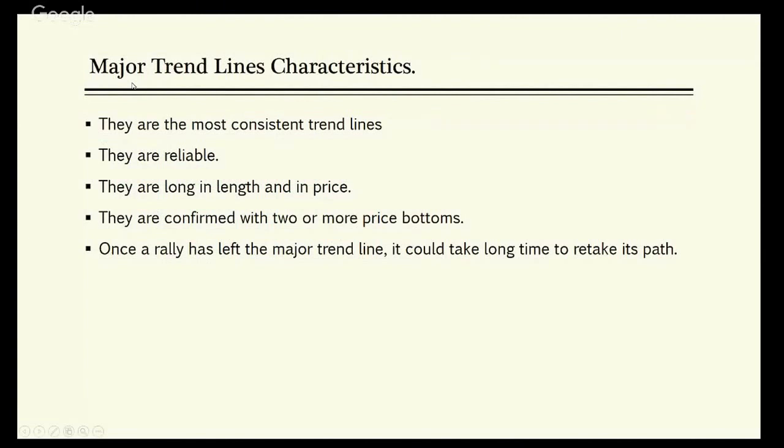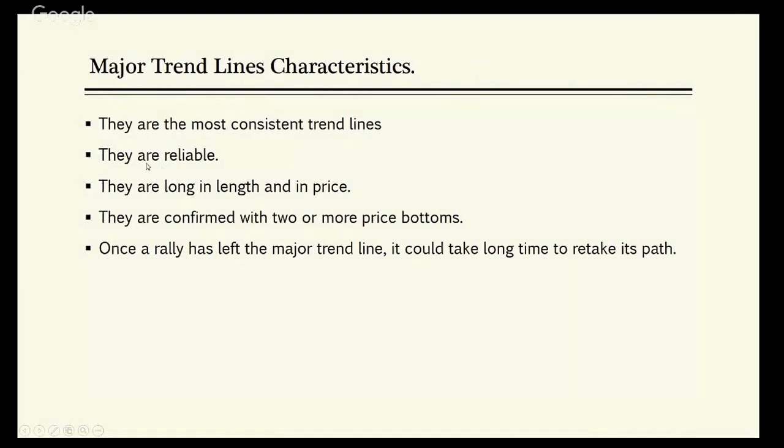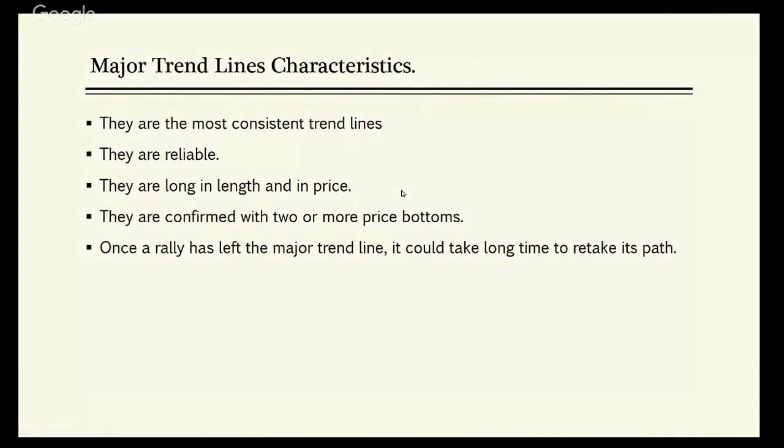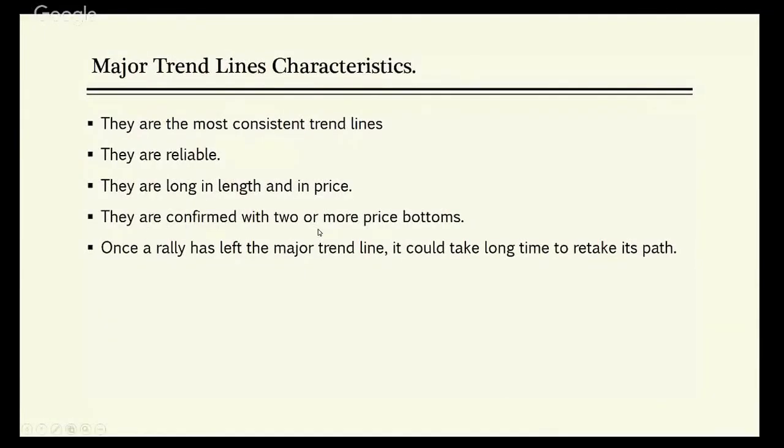And then we get to the major trend lines. The major trend lines' characteristics are more consistent trend lines. They are reliable, meaning that we expect to bounce off them in any bear market. They are long in time and in length, I mean, in price, meaning that these are going to go for a long period of time. They are confirmed with 2 or more price bottoms. I'll explain to you what I mean with that. Once a rally has left the major trend line, it could take a long time before we retake its path.